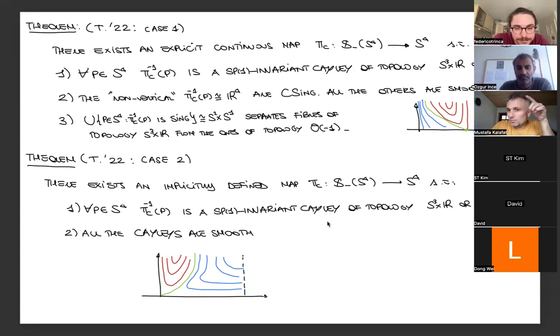So all the calibrated submanifolds you find are compact or... No, very few. The only compact calibrated submanifolds that you can find in Bryant and Salamon are just the zero section.